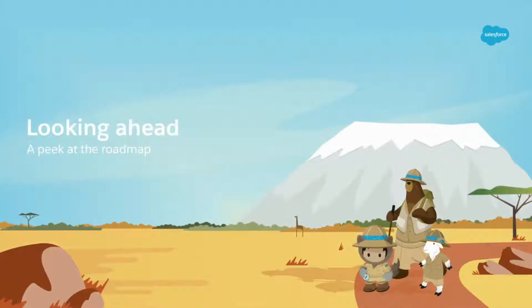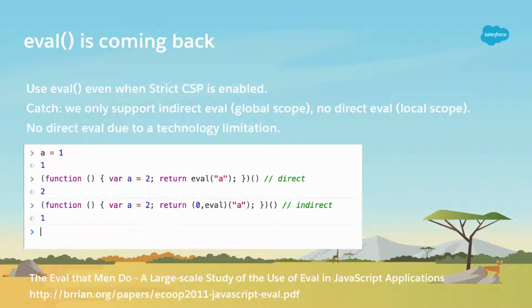Finally, let's talk about what's coming with Locker Service. Next release, we're going to bring eval back. We thought we could not do it initially. We found a way to make it secure, so you can use eval in your code. But there's going to be a twist. Eval will not work exactly like the real eval. It will always be a global eval or an indirect eval, as it's properly referenced.